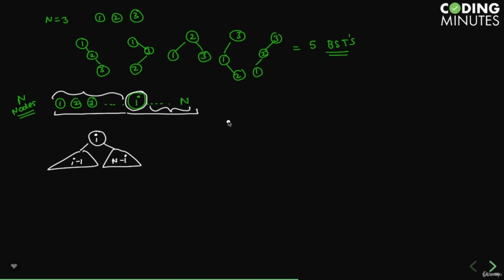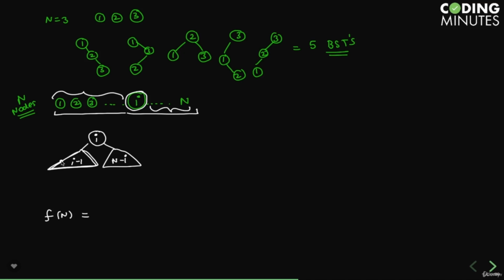And let us also denote a function f of n that basically tells us how many trees can be formed using n nodes, the number of BSTs that we can form using n nodes. So that is basically what we want to find out. So with i as a root node, we can define a recursive subproblem.